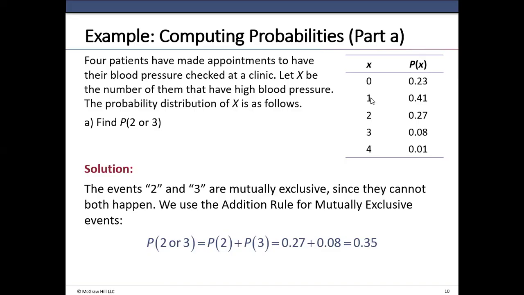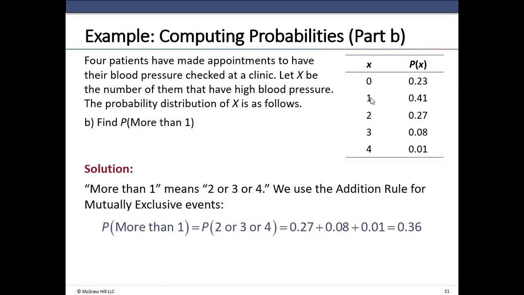The events 2 and 3 are mutually exclusive since they cannot both happen. So we use the addition rule for mutually exclusive events. P(2 or 3) means P(2) plus P(3). Why? Because 2 patients cannot have high blood pressure and 3 patients have high blood pressure at the same time. So they're mutually exclusive events. So P(2) plus P(3) is 0.27 plus 0.08, which is 0.35.